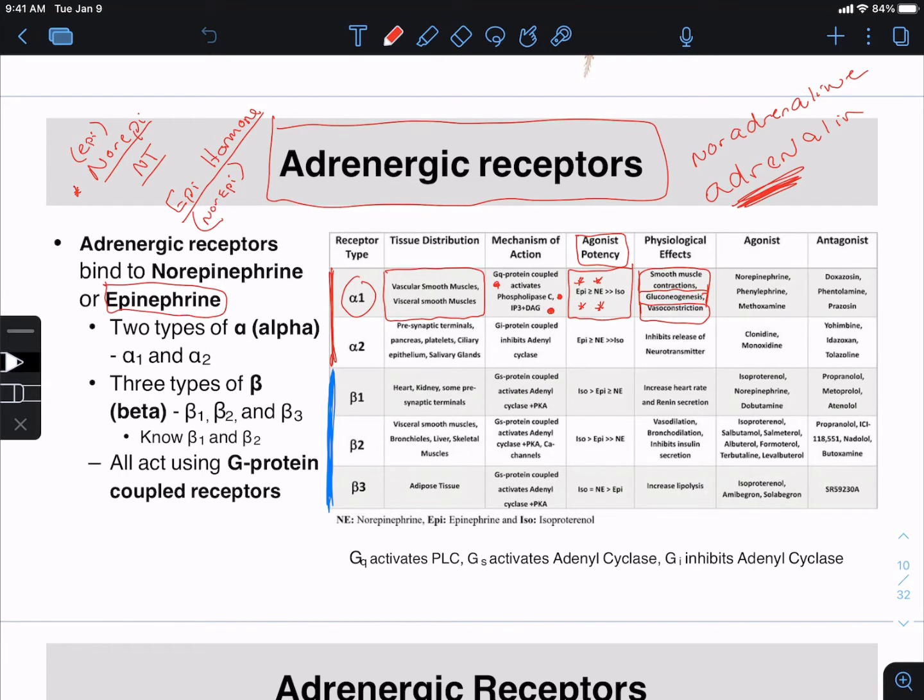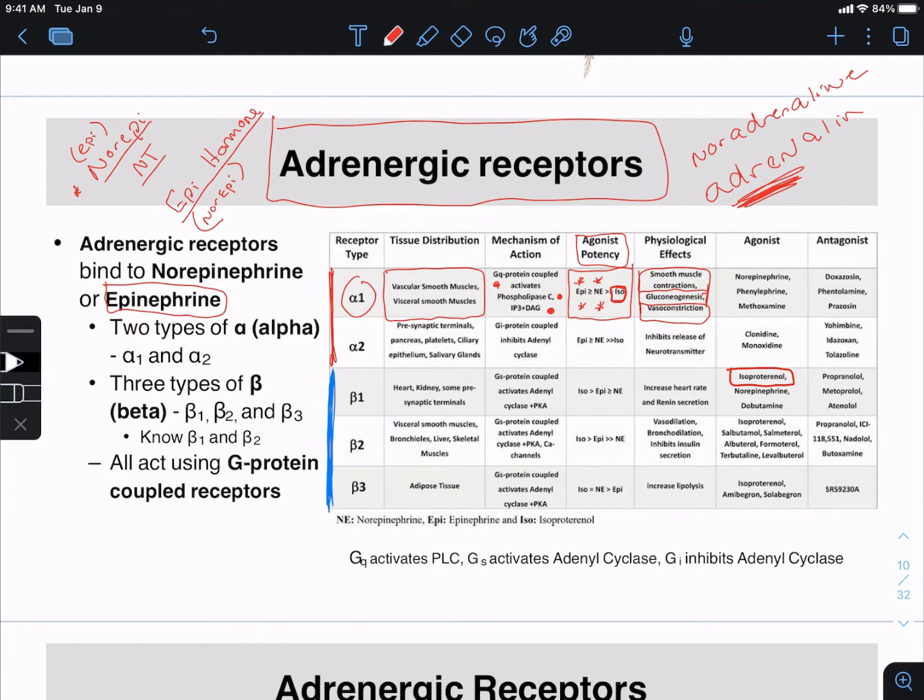Don't worry about this one. ISO is an agonist that is used. It's isoproterenol, that's its actual name, and it's used in studies of these receptors, and it's not something we need to worry about as a natural ligand.